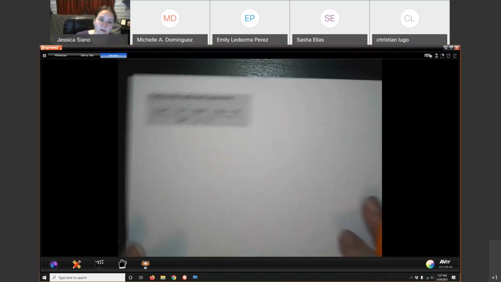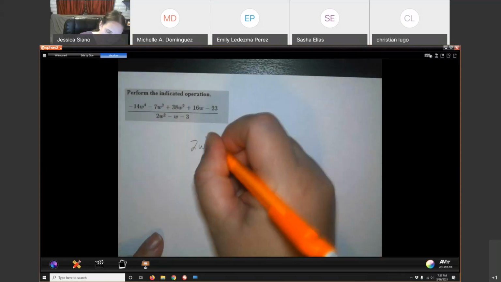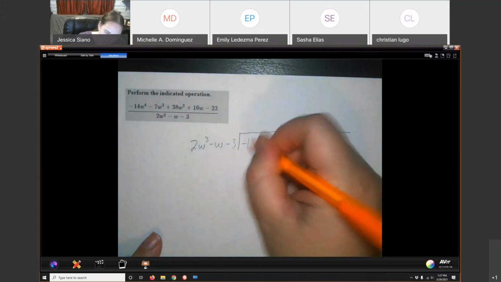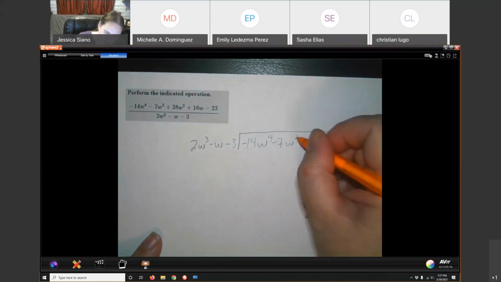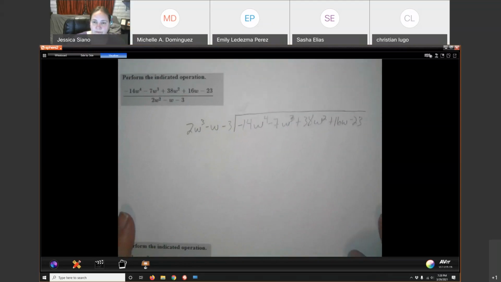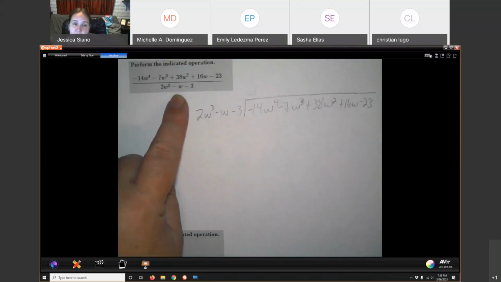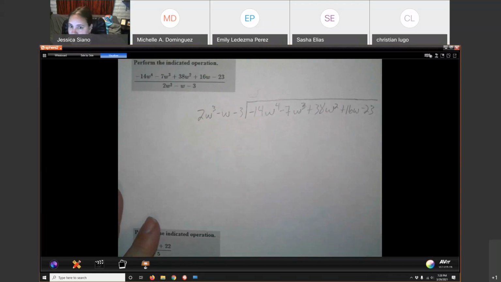Let's do another one. I can't use synthetic division here because this is not linear. It's quadratic. So we're going to do long division.